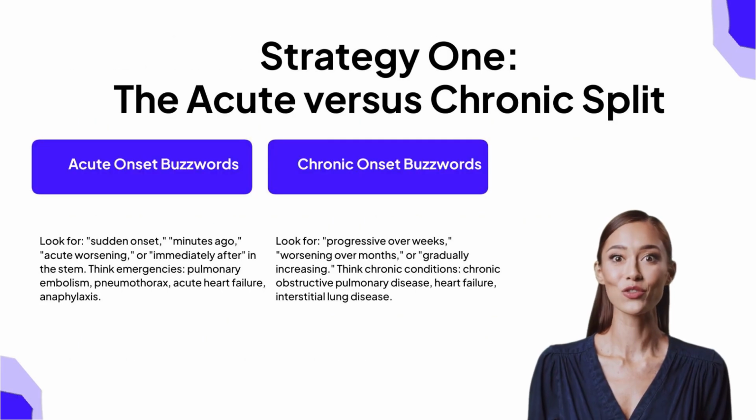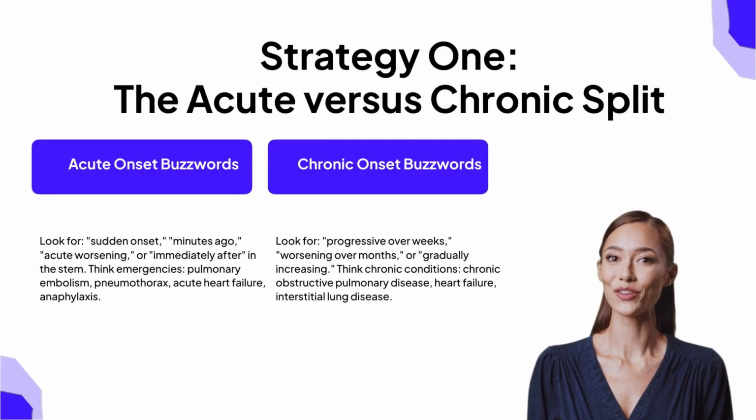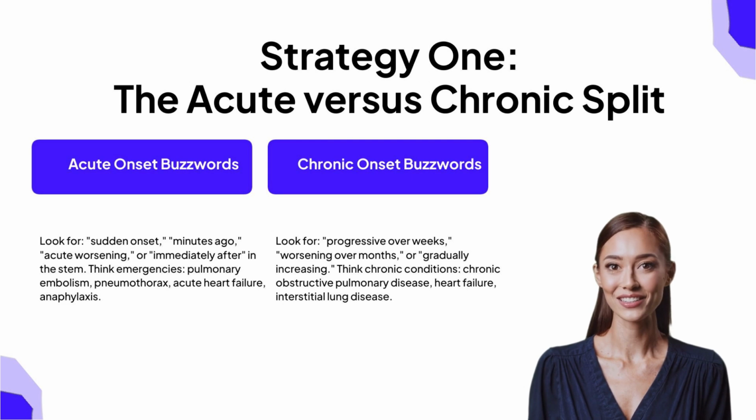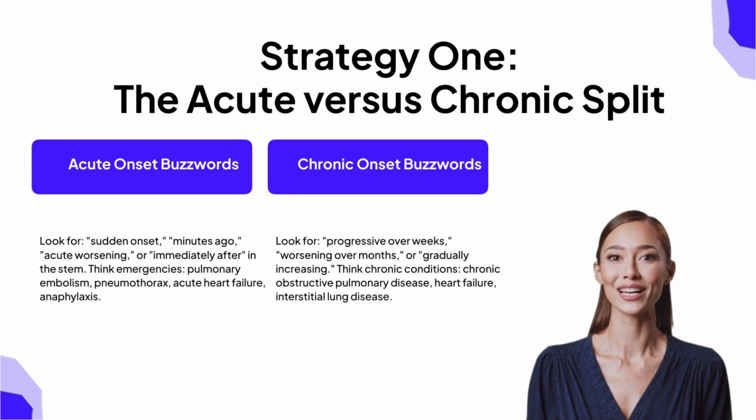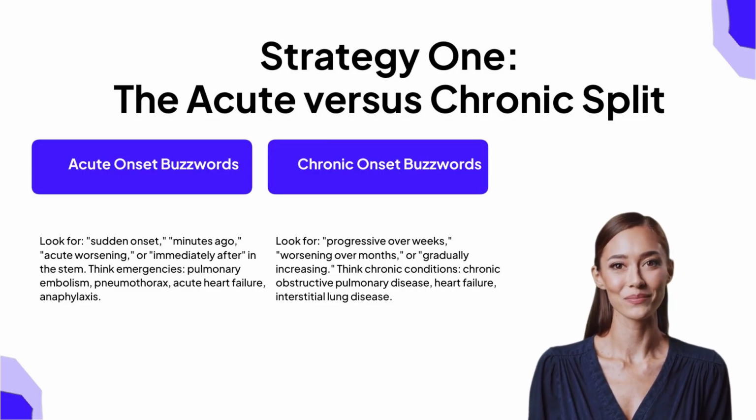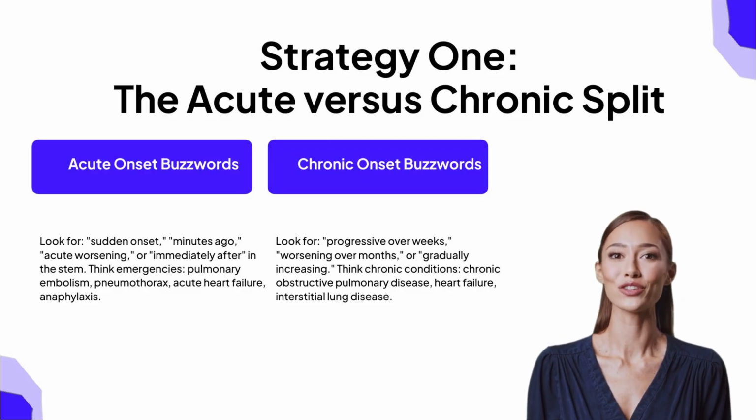The acute versus chronic distinction is often the first branch point in your clinical reasoning. When you see time descriptors in the stem, immediately categorize the presentation. Acute presentations like sudden onset or minutes ago should trigger your emergency differential: PE, pneumothorax, MI, anaphylaxis. Chronic presentations like progressive over months point to COPD, chronic heart failure, or interstitial lung disease. This initial categorization narrows your differential before you even read the answer choices.